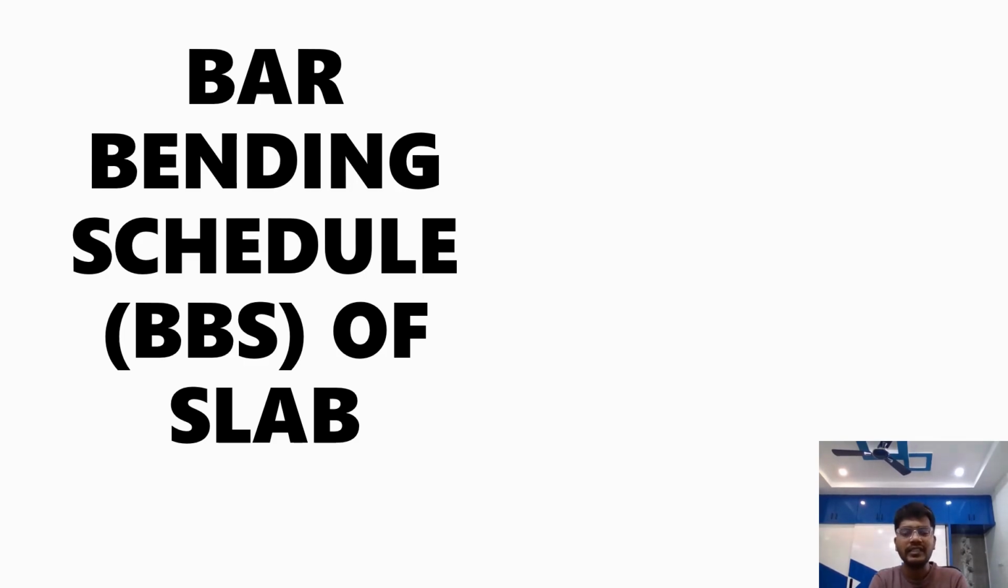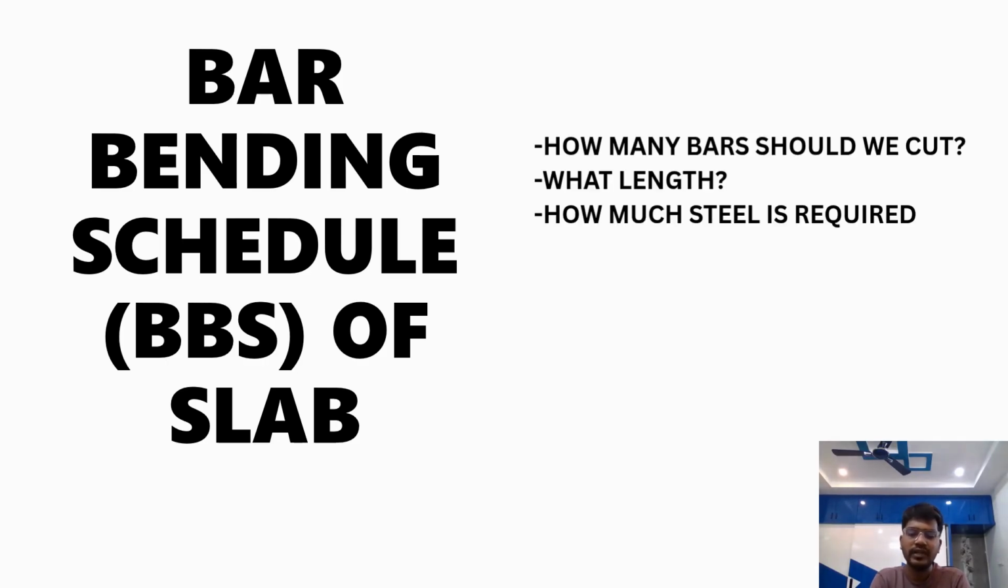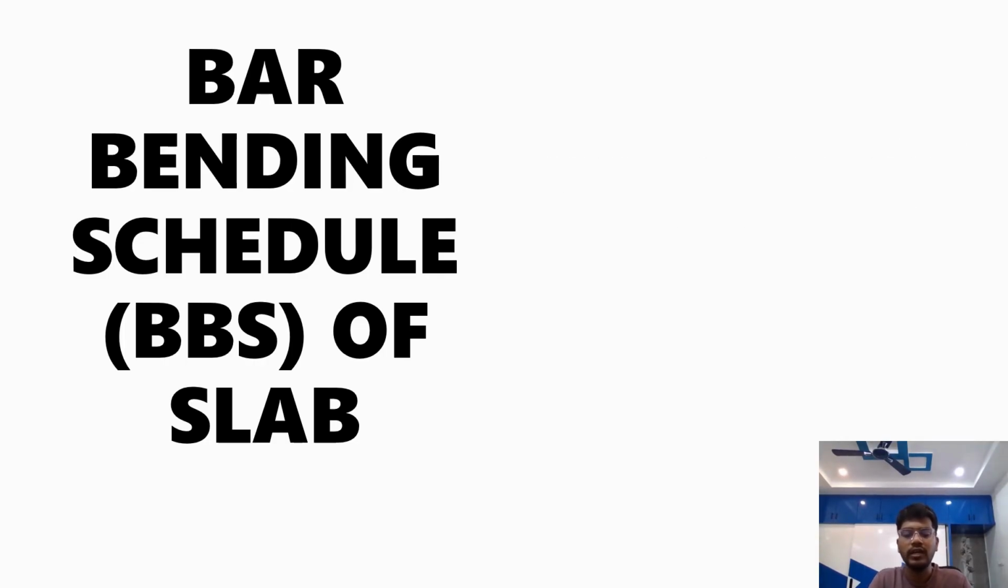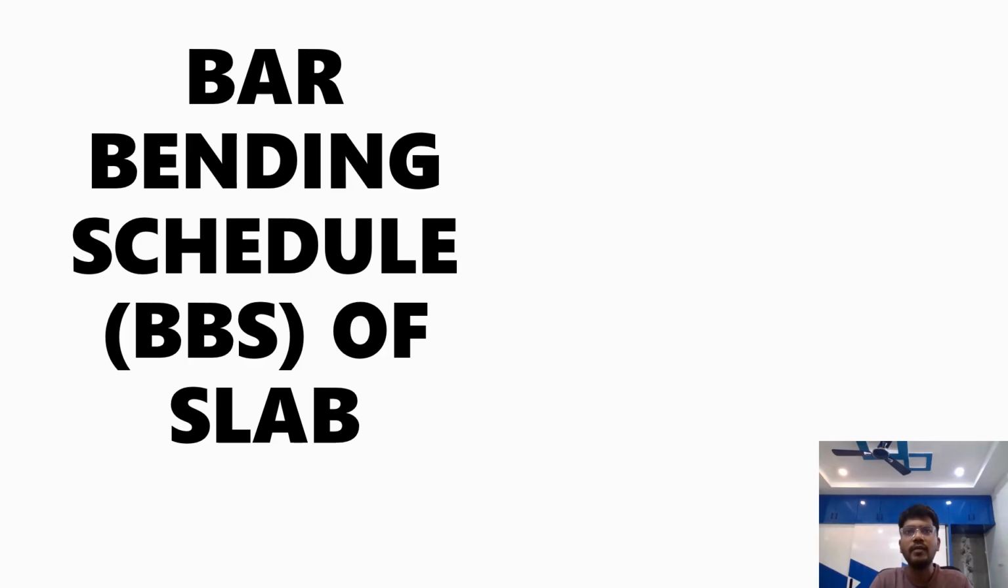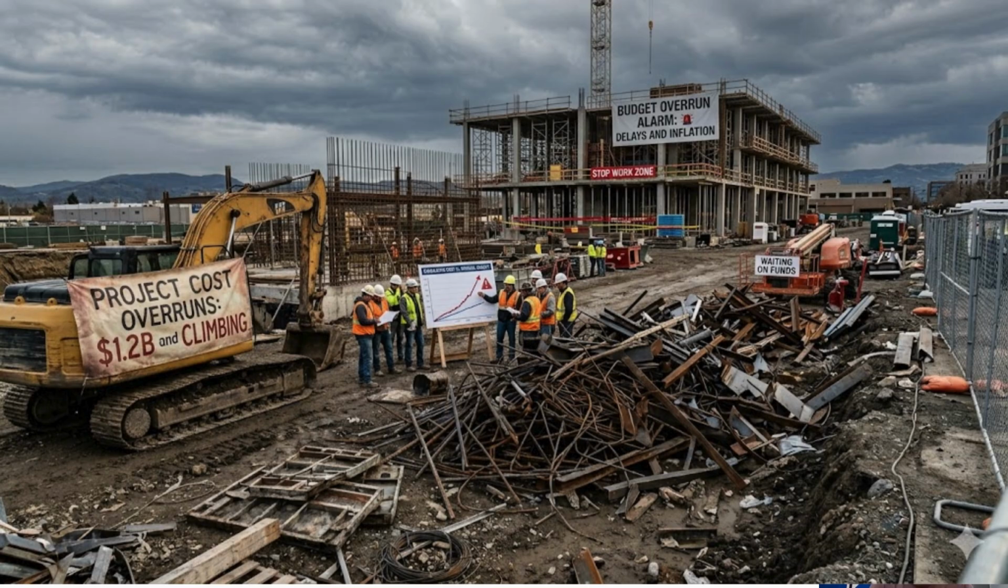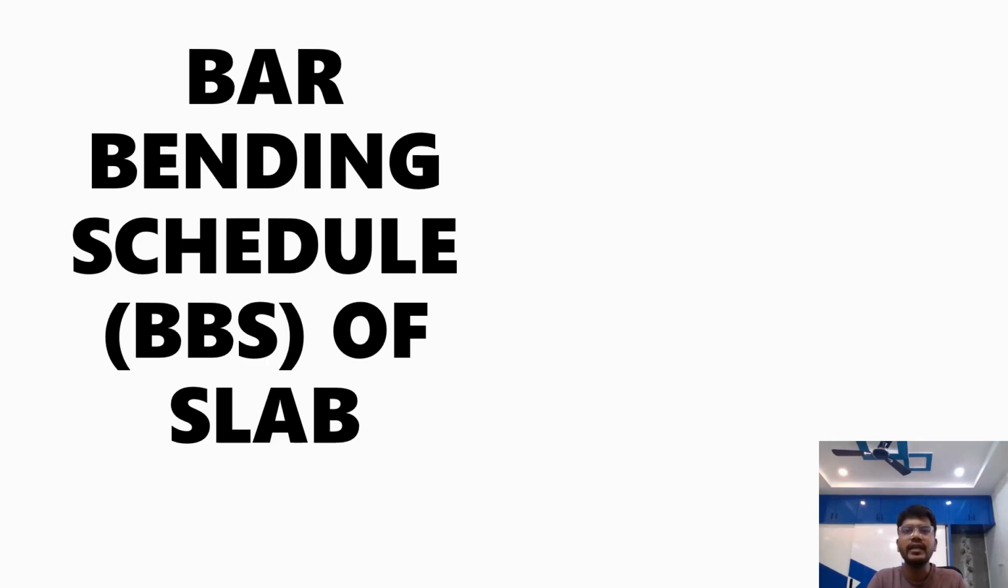Imagine you arrive at a construction site and the slab shuttering is complete. Steel bars are lying everywhere and workers are asking, Sir, how many bars should we cut? What length? How much steel is required? Now, if there is no proper bar bending schedule, steel gets wasted, cutting becomes wrong, and project cost increases significantly. That's why every civil engineer must understand BBS.